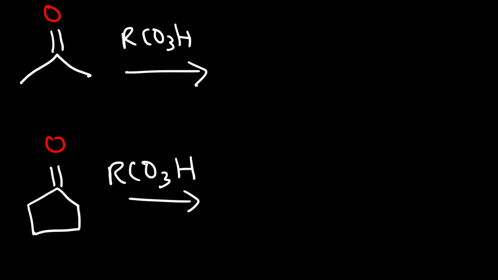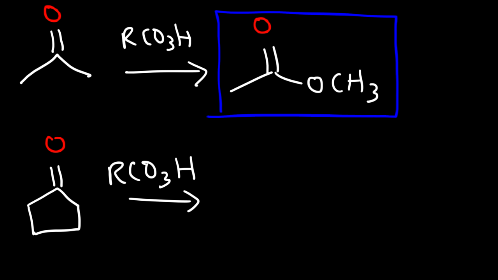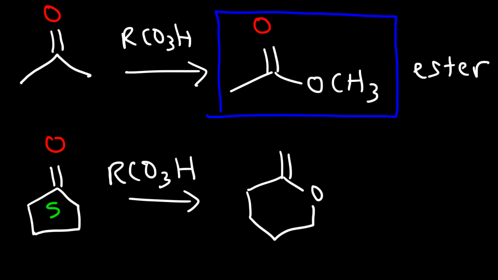Now, both of these ketones are symmetrical, and so it really doesn't matter where we put the oxygen atom. So I'm just going to put it on the right side. Therefore, the Baeyer-Villiger oxidation reaction is very useful for converting ketones into esters. Now, in the case of a cyclic ketone, we're going to get a lactone. So we started with a 5-membered ring. Now we're going to introduce the oxygen to this ring, so it's going to be a 6-membered ring. So this is called a lactone. So here is another example.